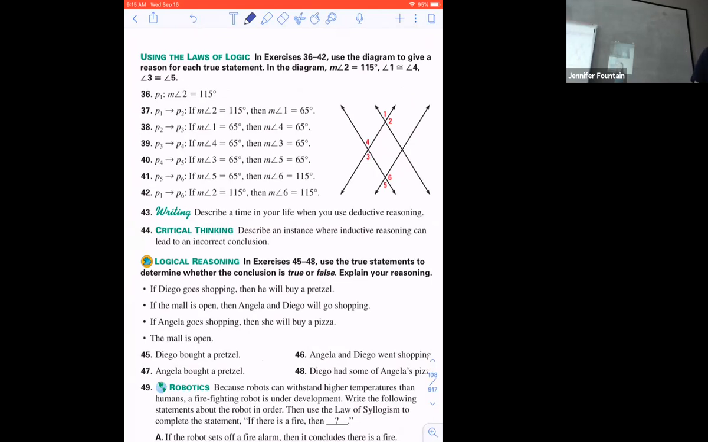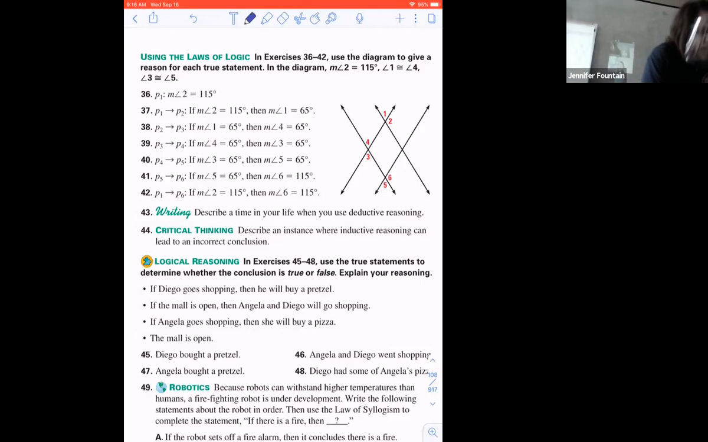So for 36, it says that the measure of angle 2 is 115 degrees. So basically what we're doing is using the laws of logic here, and we need to give a reason for this. Where did this information come from? It's the given. They gave it to us in the beginning, in the statement at the top. They told us that the measure of angle 2 was equal to 115 degrees. So that's the given. Again, we're trying to get used to taking this information in.